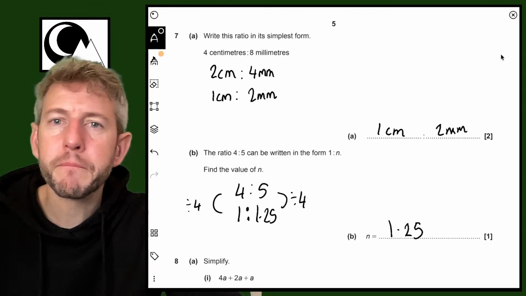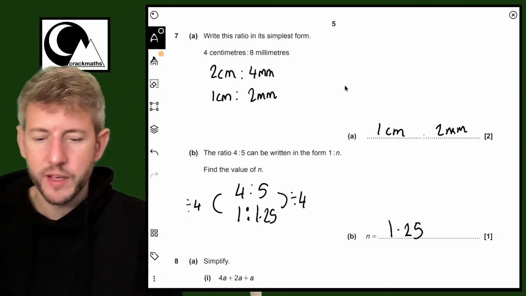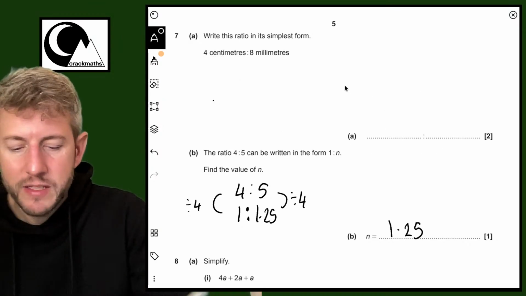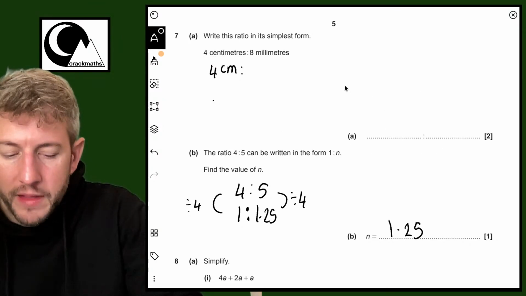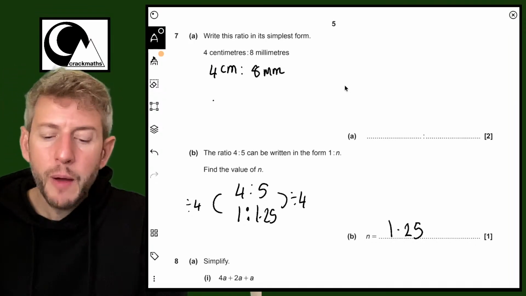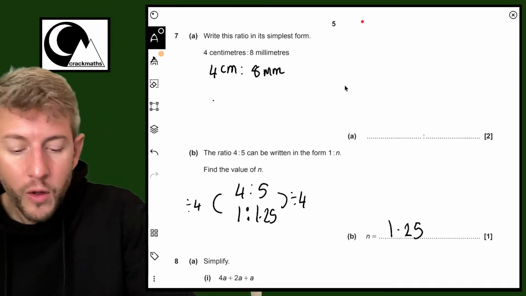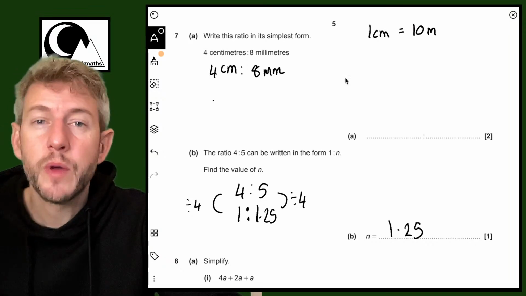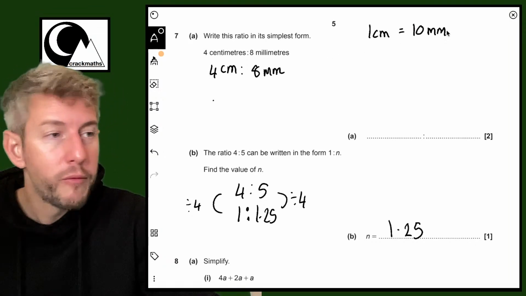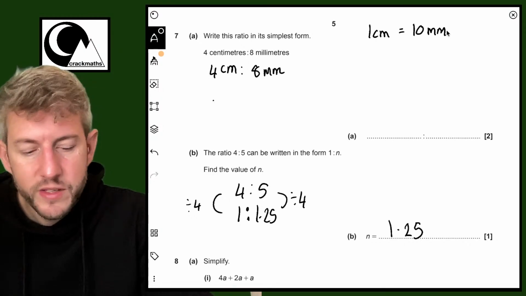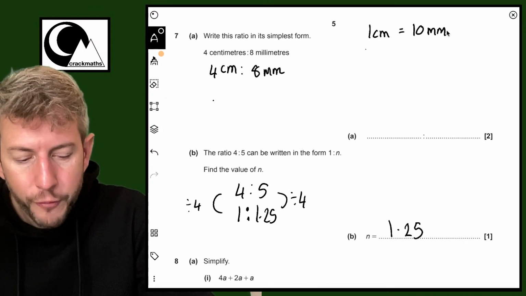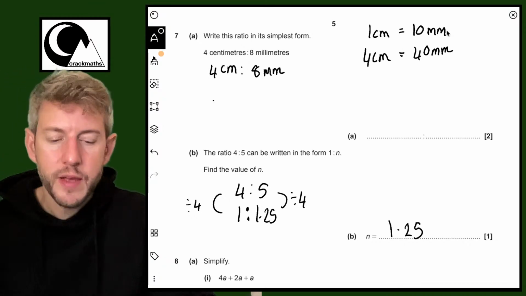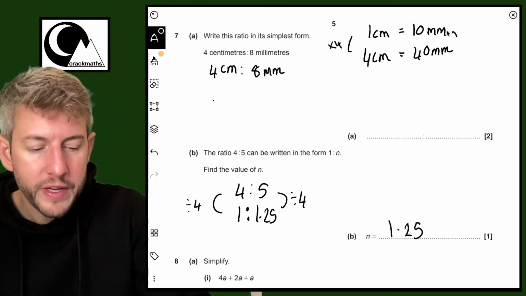This one here, they wanted us to have it in the same units. So let me clear this information here and let's rewrite that. So we've got 4 centimeters to 8 millimeters. Now 4 centimeters, well, we know that 1 centimeter equals 10 millimeters. So we're going to have to convert this into millimeters. If 1 centimeter equals 10 millimeters, we can say that 4 centimeters equals 40 millimeters, because we can times that by 4 and we can times that by 4.